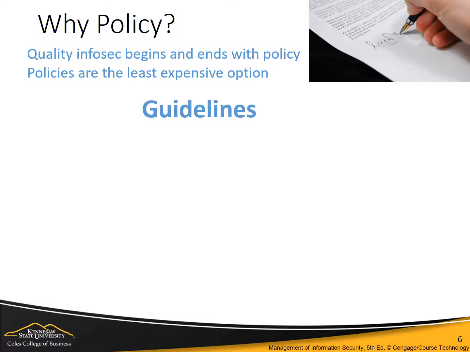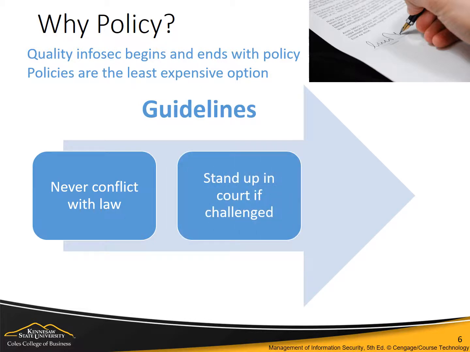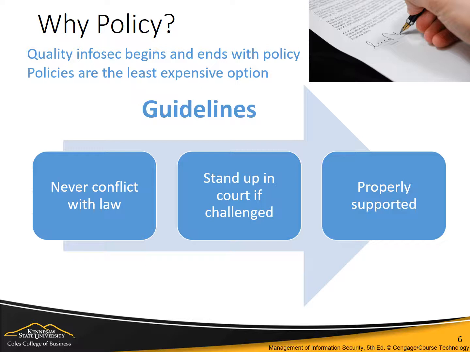Some basic guidelines to follow when shaping policies include the following. Policy should never conflict with law. If it does, law will always supersede the written policy, and the policy will be unenforceable. Policy must stand up in court if challenged. See the previous point. And privacy policy must be properly supported and administered. Here, C-level executives must understand the importance of security and provide the resources needed to maintain, update, and implement InfoSec programs.